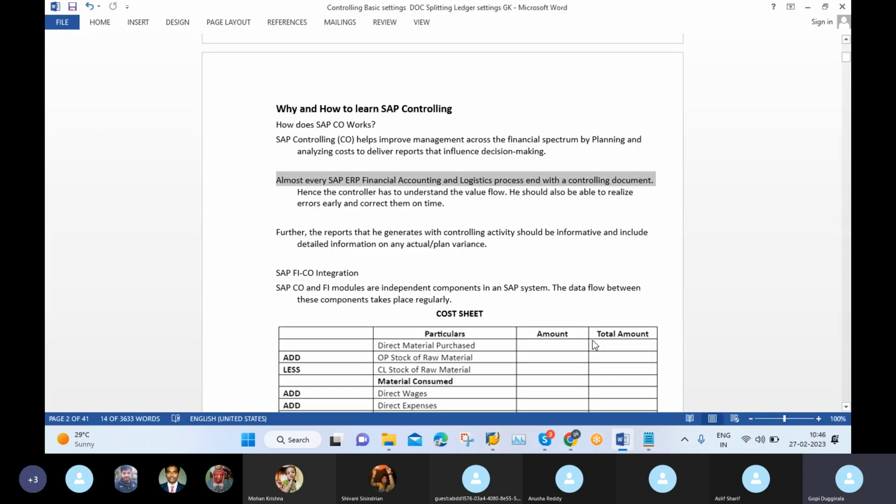Cost center is a place at which my cost is incurred. For example, rent is one cost center, salaries is one cost center, commission is one cost center, or freight is one cost center. And then what do you mean by profit center? Profit center is nothing but a place at which we incur the profit, especially sales. So sales is my profit center.